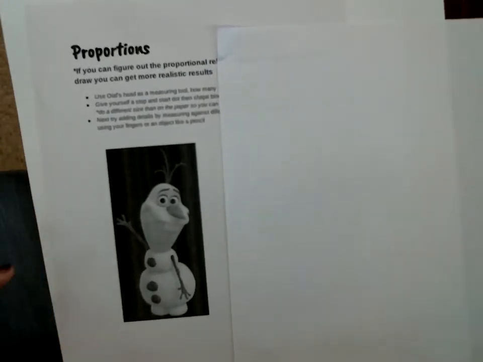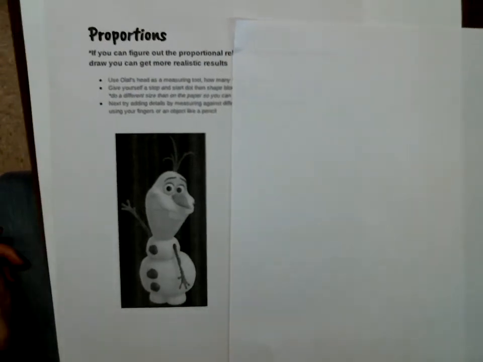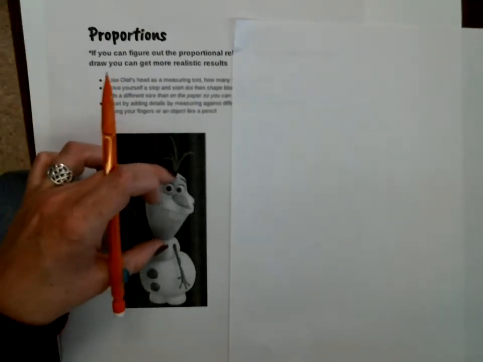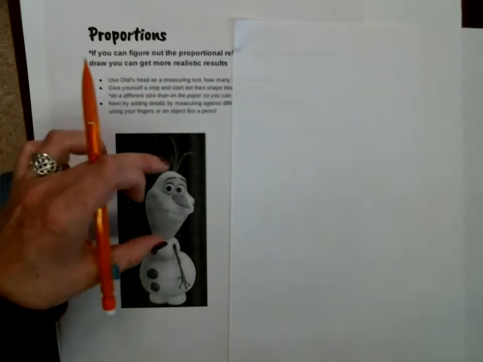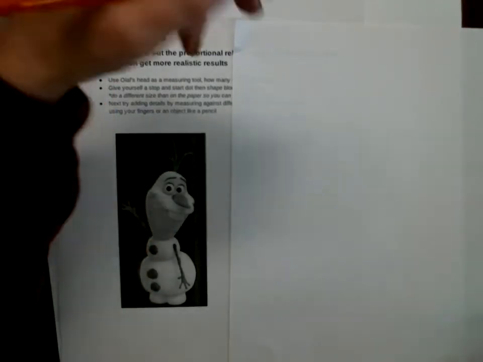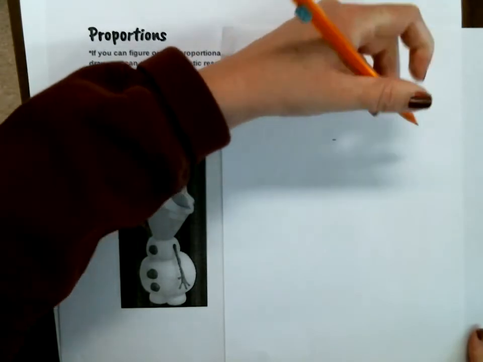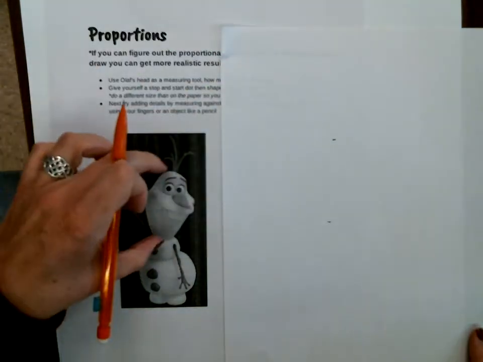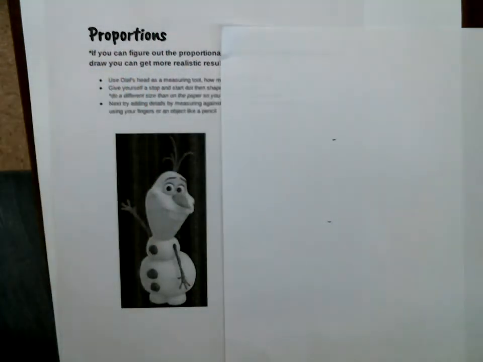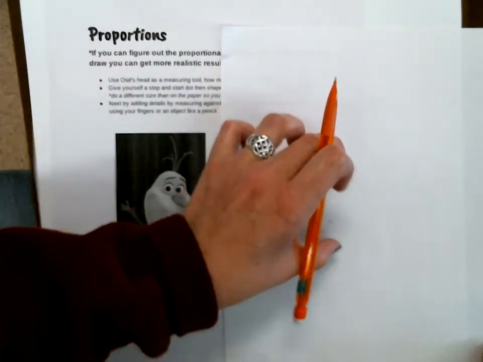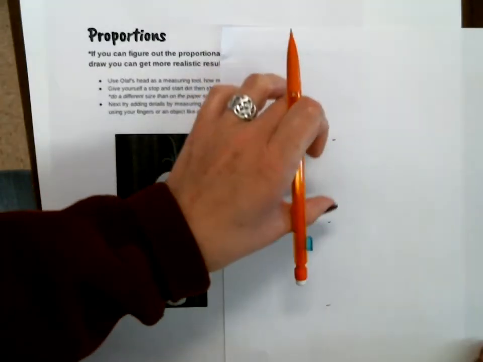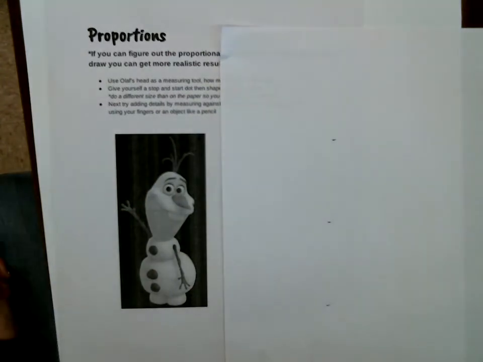So in looking at Olaf, I have to figure out his proportions before I can draw them. I noticed that his head and his body are about exactly the same length. So I'm going to make a start and a stop on my paper, a little bit bigger than the real thing, just to prove I'm not tracing it. And they're the same. Okay, so that tells me where my head and where my body are going to go.